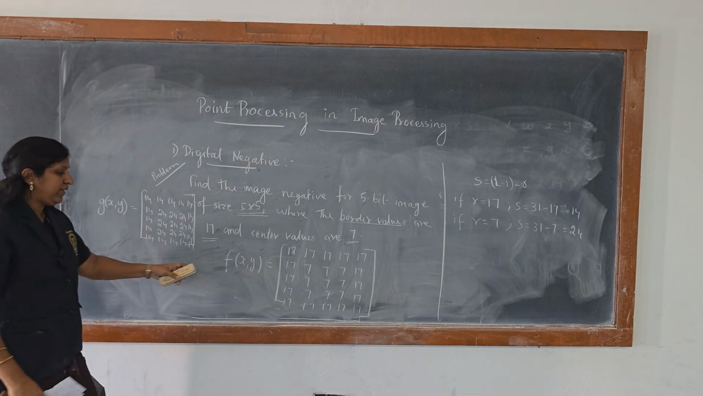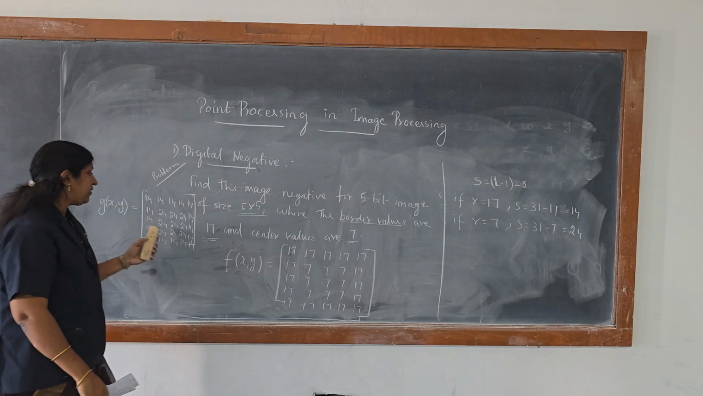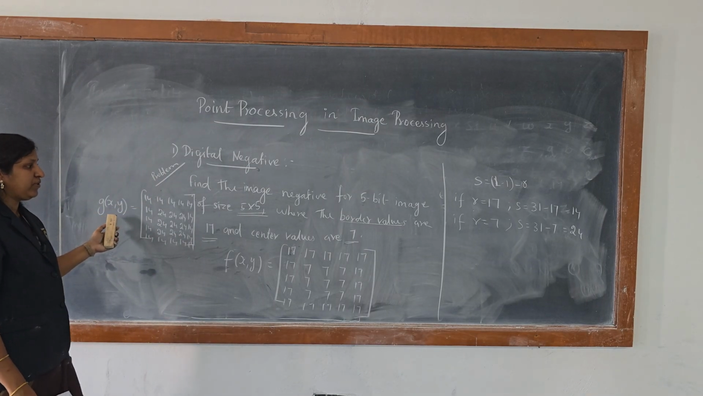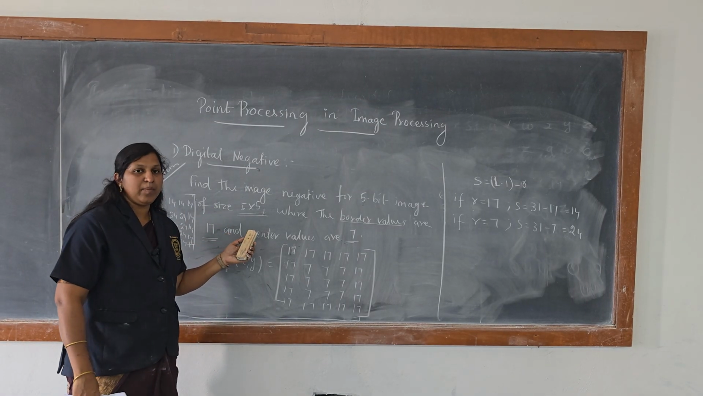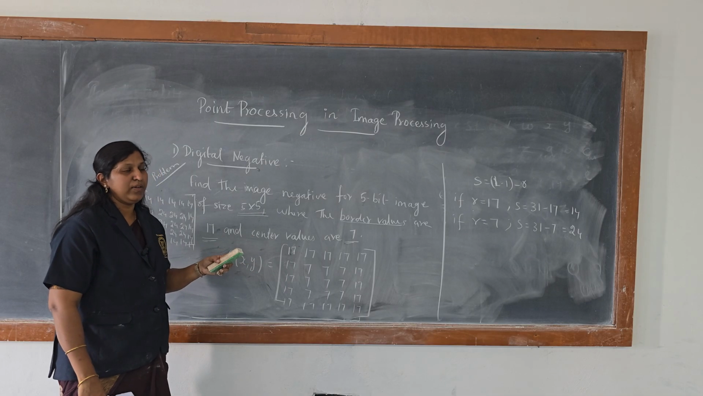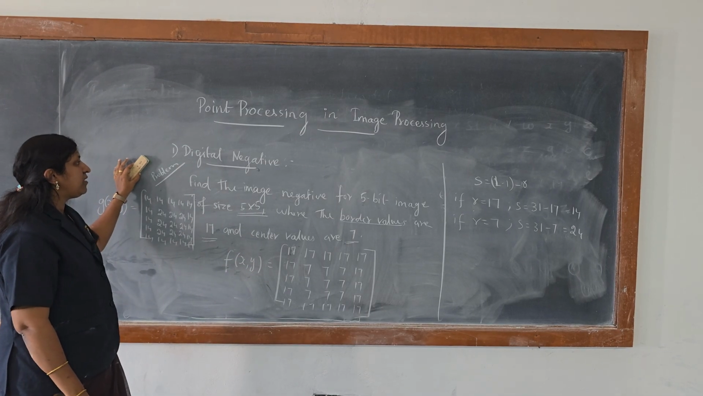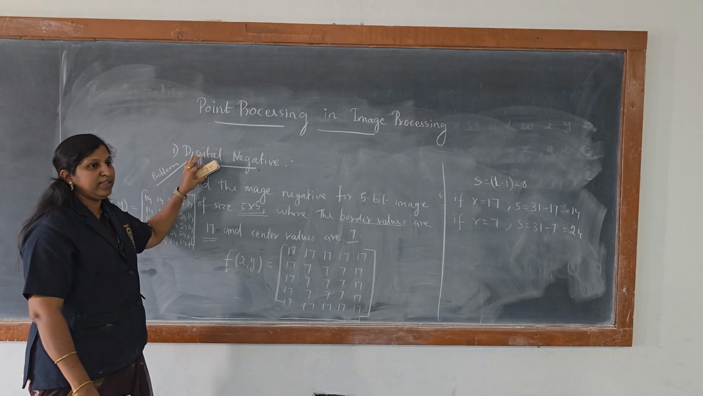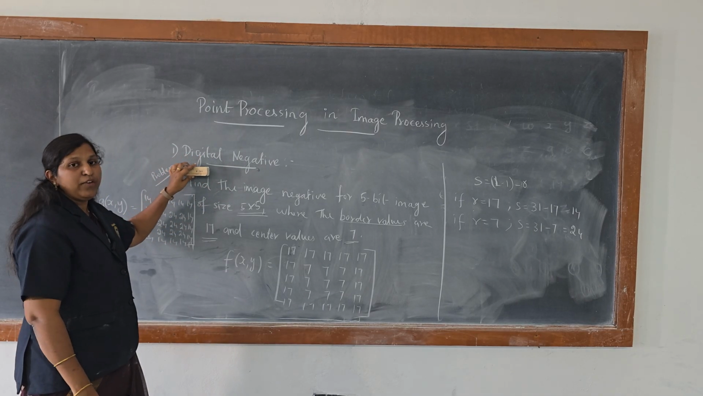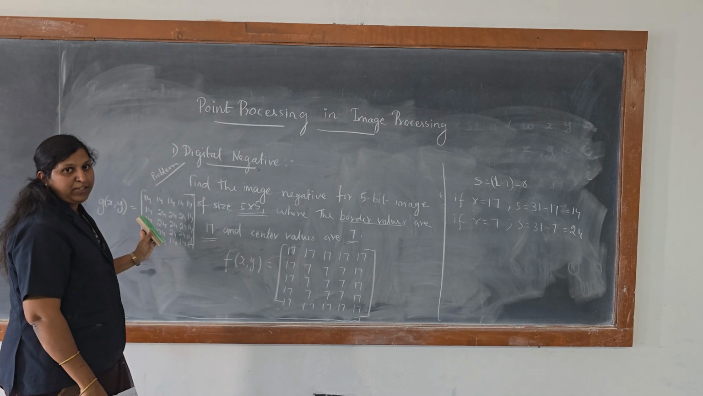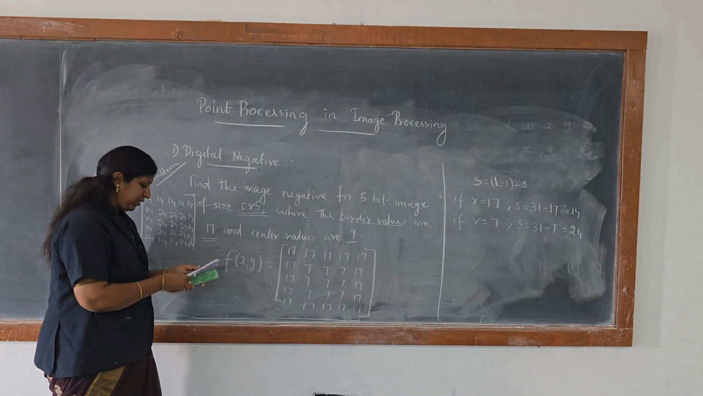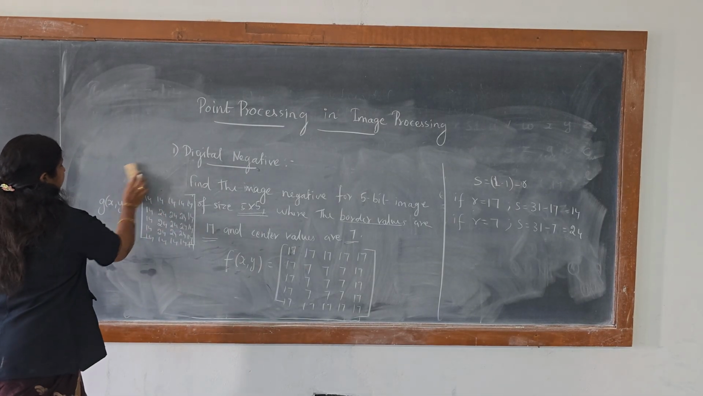Okay, so for this input matrix, we got the modified output matrix using the formula S is equal to L minus 1 minus R. So this is the concept of digital negative. In digital negative, we are modifying the input image into the negative form. Okay, so the second method is thresholding.